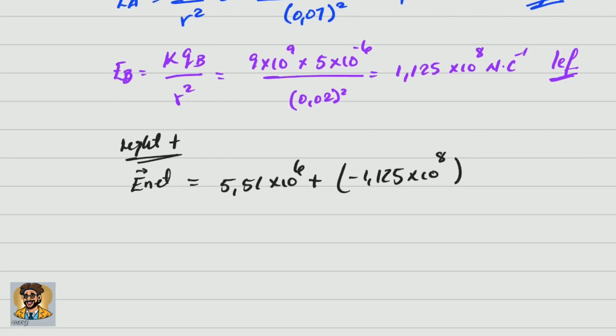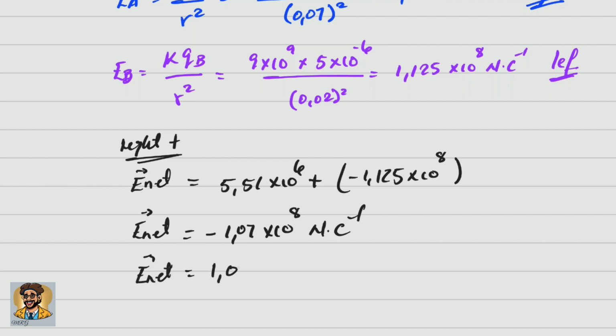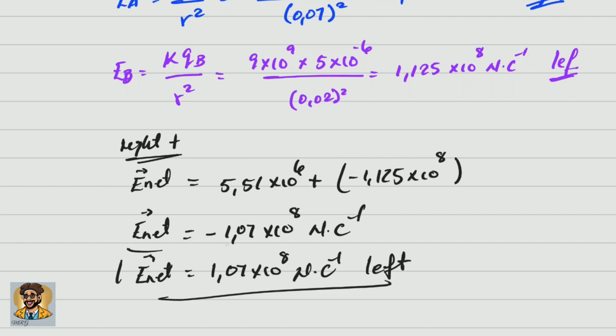And then here we are going to calculate. The final answer is going to be negative 1,07 times 10 to the 8 Newton per coulomb. That negative means to the left, because right is positive. So the net electric field is equal to 1,07 times 10 to the 8 Newton per coulomb left. Guys, this is the answer.